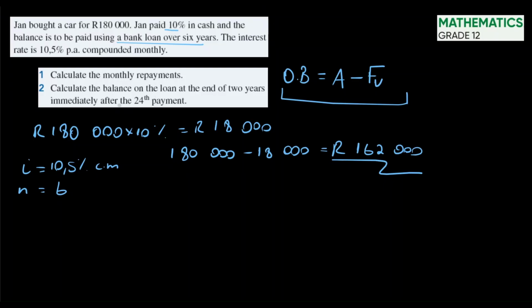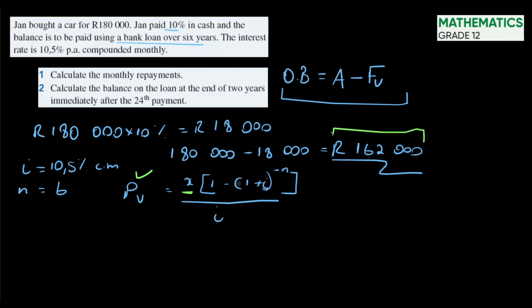Since this is a loan, we're going to use present value. Present value is given as x[1 minus (1 plus i) to the power of negative n], all divided by i. Remember, we're looking for monthly repayments, which is x. That's what we'll be looking for. The present value we have given as 162,000. The interest we also have is 10.5%, and the n we also have, which is 6 years.